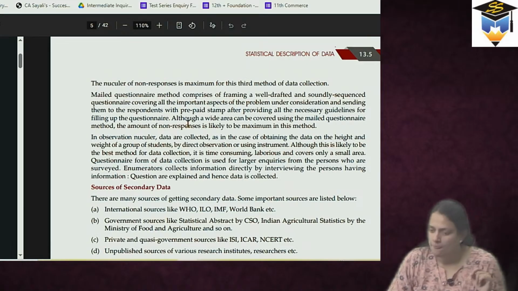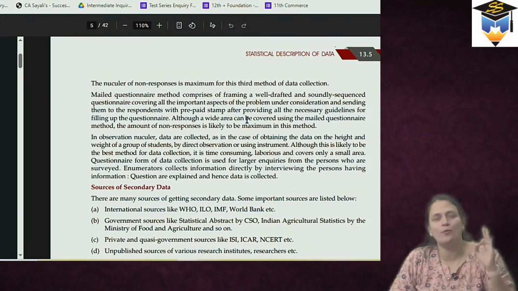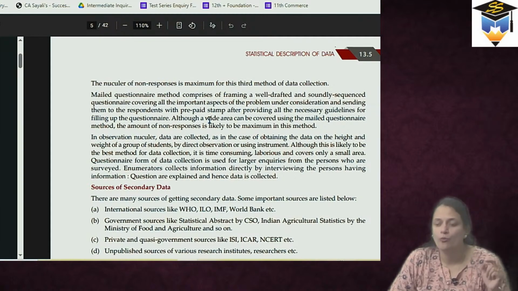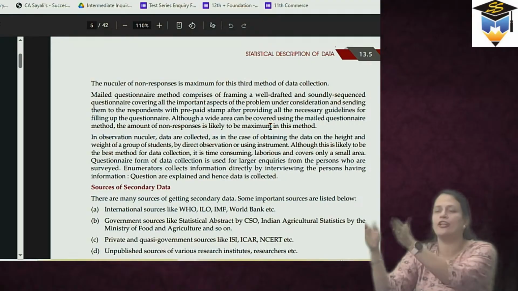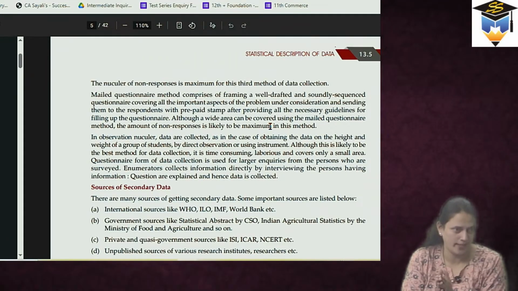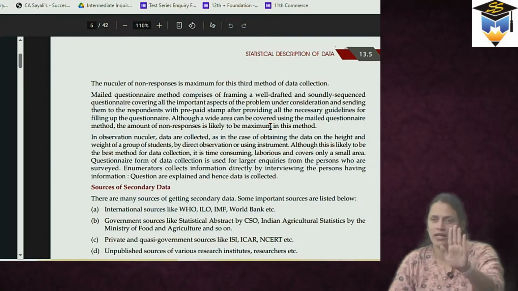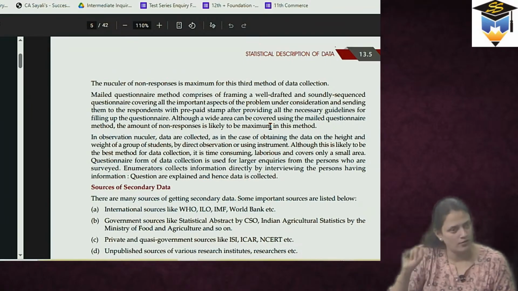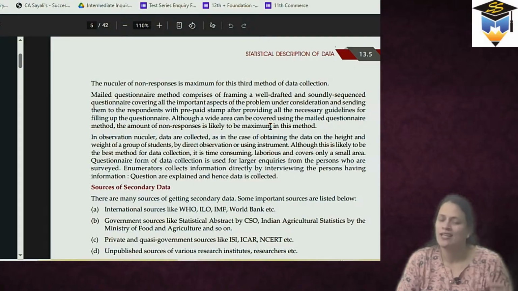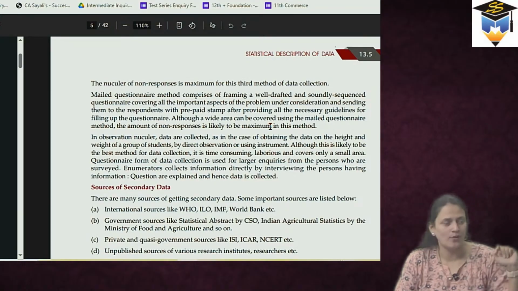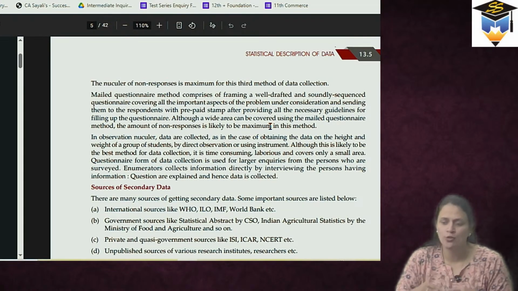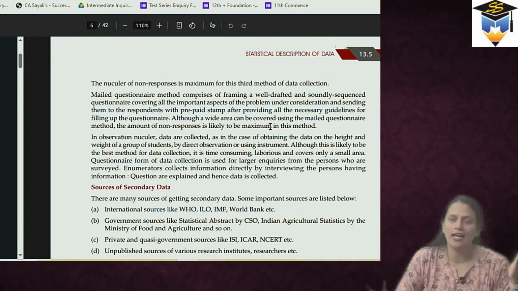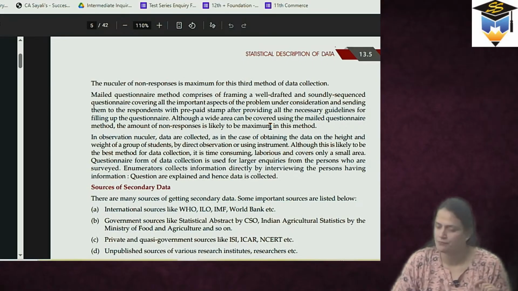So it is your choice if you want to fill them or not. Okay. Now, the main advantage of the mailed questionnaire is that a wide area can be covered. So instead of interviewing each and every one of my students and asking about data, it is easier for me to give you a mailed questionnaire in which you will attempt all the necessary questions, and the star marked questions you can do if you want to. So it is going to help me to gather a large amount of data.